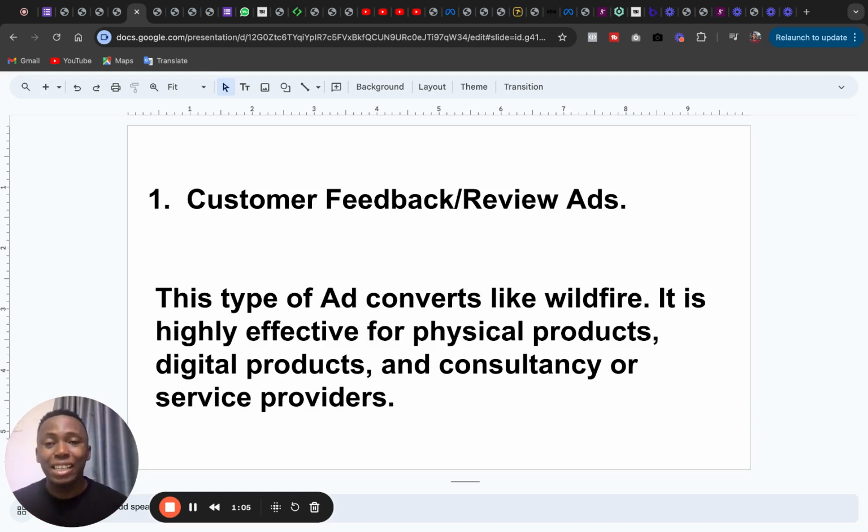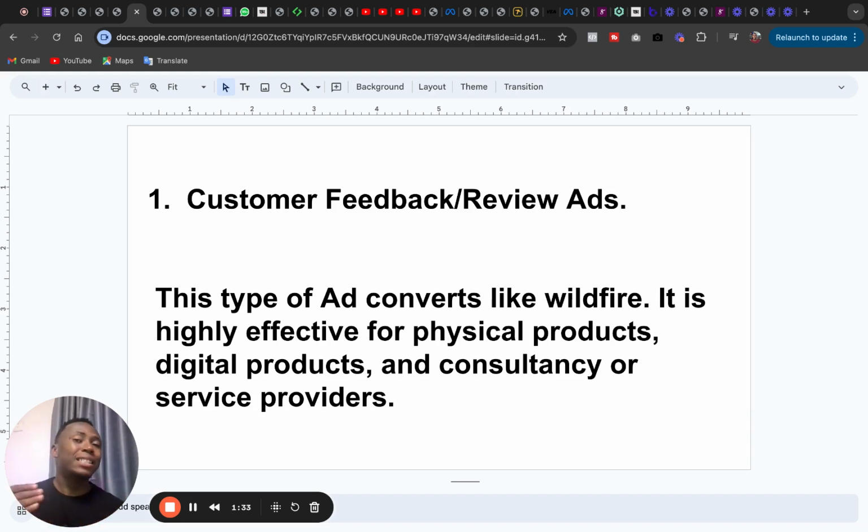The first ad that you should run, you must, if you want to make sales, is customer feedback or review ads. All right. These ads, I promise you, the results you are going to get from this ad. Sometimes people do not buy from you because they probably are still skeptical. They are not sure if your product or your service will solve their problem. They don't know you yet, or they don't have that trust in you. They are not completely convinced yet.